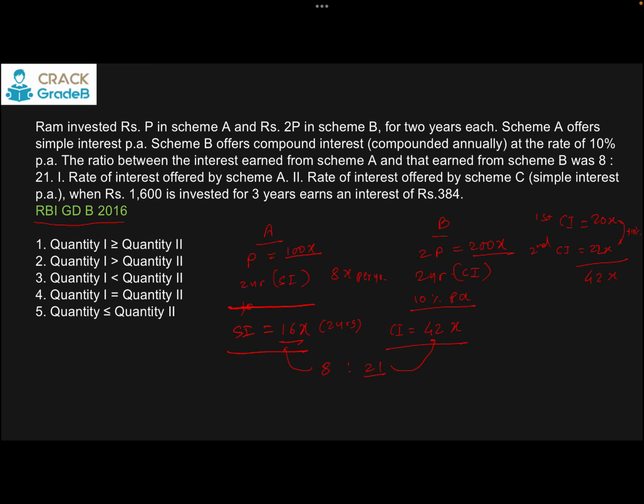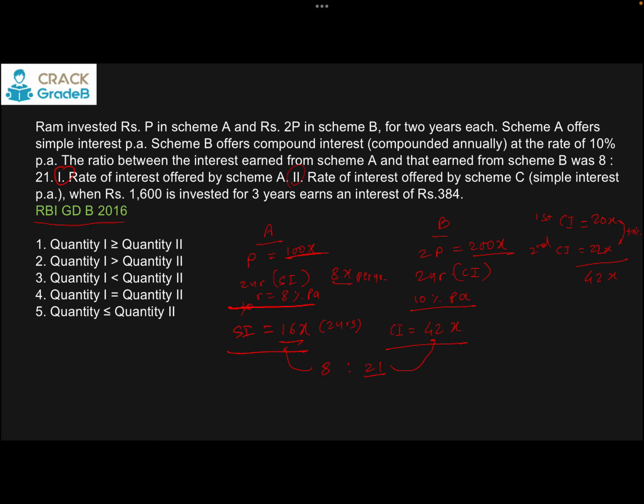So if per year we are getting 8x rupees on 100x, that means the rate of interest is 8% per annum, because we are getting 8x upon 100x per year. So rate of interest is 8% per annum. So quantity 1 is going to be 8%.